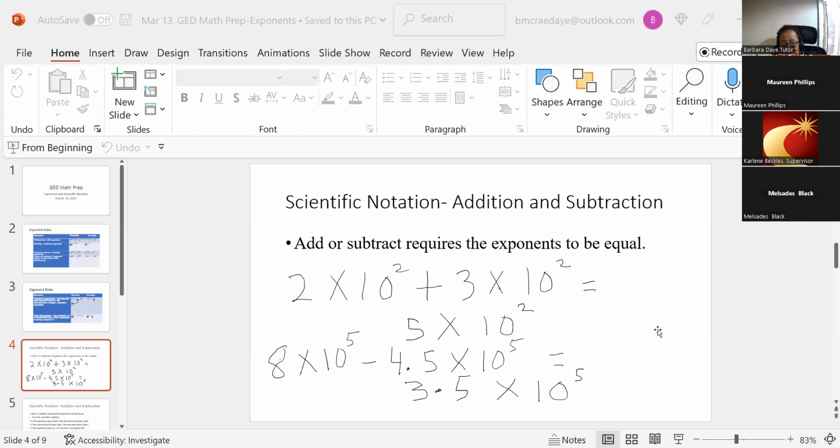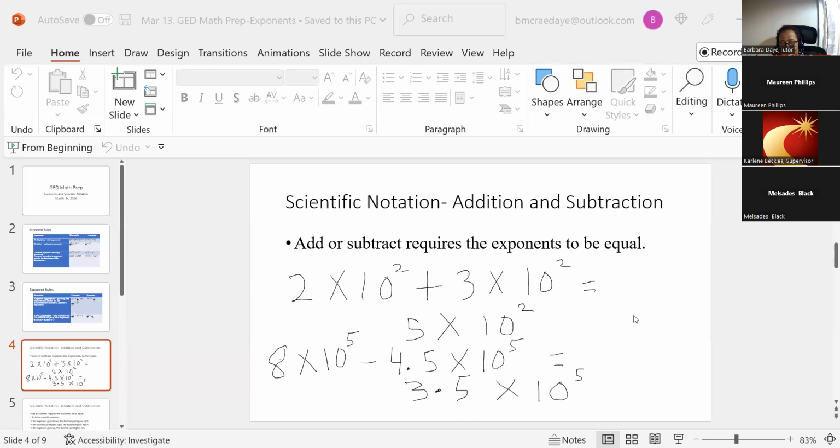In scientific notation, 10 is always the base. Remember that. I'm talking about the exponents. You just bring the same exponent forward because the powers are the same. So 10 to the second just remains 10 to the second. You just add the coefficients, 2 and 3, because this is a plus, an addition. 2 plus 3 is 5.